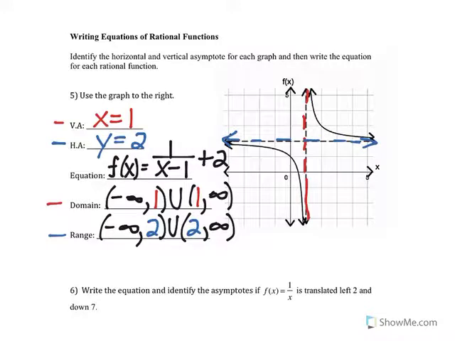So the key is looking at your transformations. This one would have been a right 1 and an up 2, based off of the vertical and horizontal asymptote. So that should help you also with writing your equation.